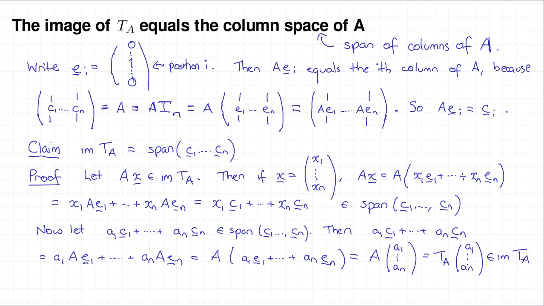Fine, so we now have the general result that if you have any linear map of the form T subscript A, so any linear map between column spaces given by left multiplication by a matrix, then the image of that linear map is simply the span of the columns of the matrix. Let's return to our example in which A was the matrix 1, 2, 3, 4, 5, 6, 7, 8, 9.